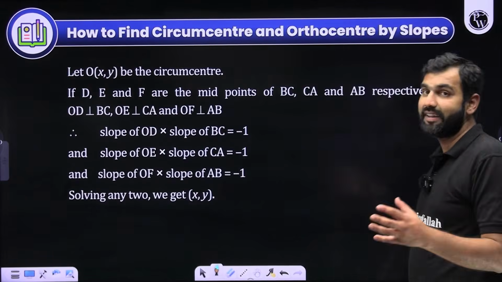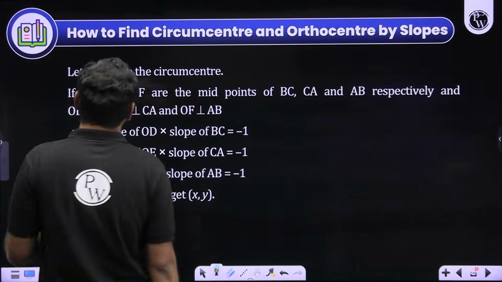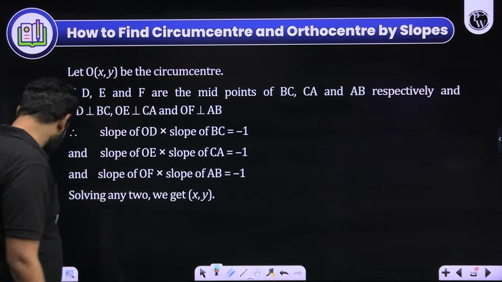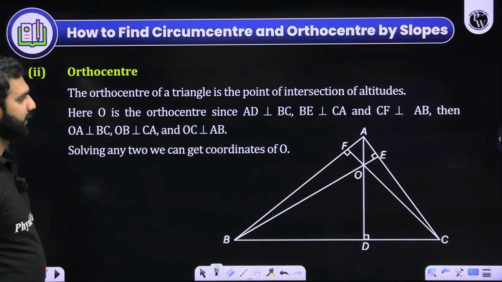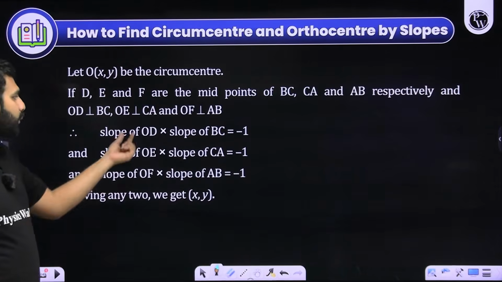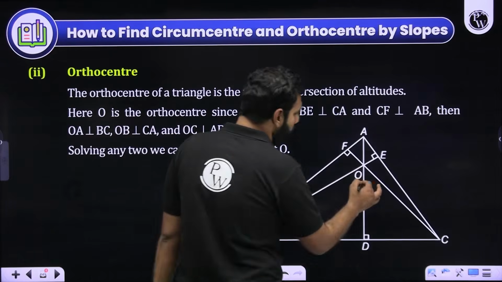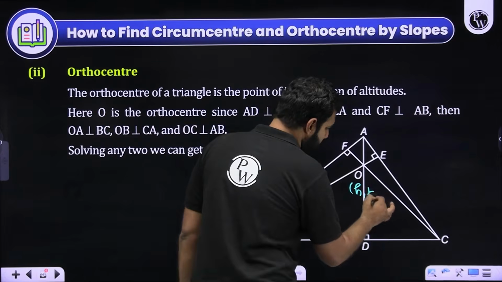How do we find the orthocenter? That is even easier, interesting even. I hope you remember, let's say we are dealing with the concept of orthocenter. Look at this part. Now, please understand, you just find the slope of OD and BC. How do we find the slope of OD? Let's say O is the orthocenter, which I know is h comma k.